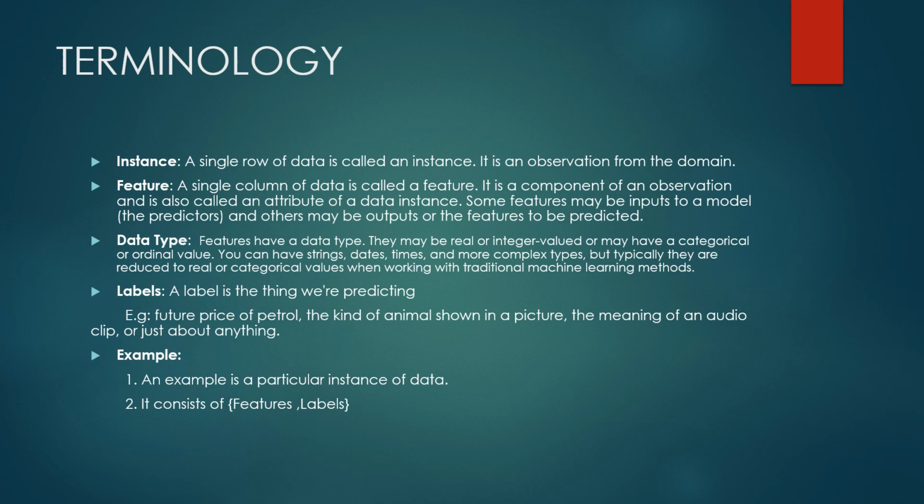An instance is a single row of data. A feature is a single column of data, and it is a component of an observation. And data type: the features have a data type. They may have a real or integer value, or may have a categorical or ordinal value. And what exactly are labels? A label is the thing we are predicting.